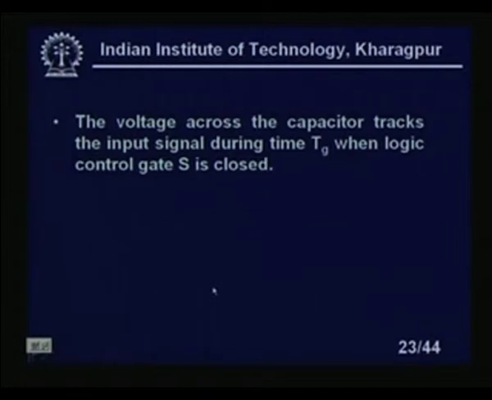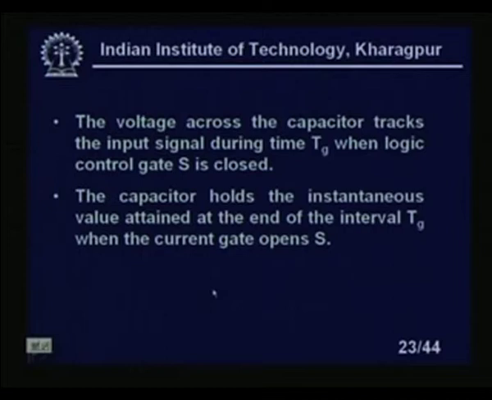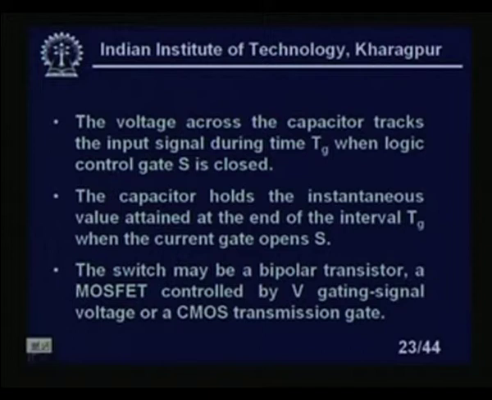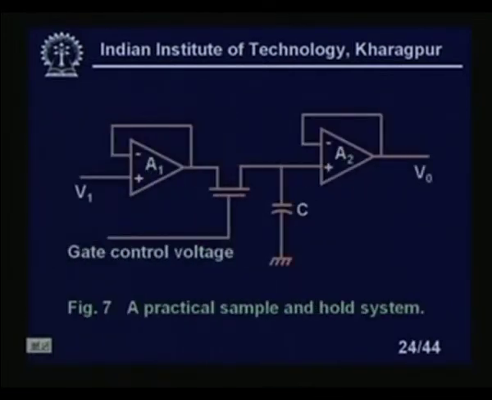Now, the voltage across the capacitor tracks the input signal during the time Tg when the logic control gate S is closed. This is a logic control gate. I can use some MOS gates also for this purpose. The capacitor holds the instantaneous value attained at the end of the interval Tg when the gate opens S. So, during Tg it tracks, and then it holds the charge. The switch may be a bipolar transistor or a MOSFET controlled by V gating the signal voltage, or a CMOS transmission gate. These are examples.